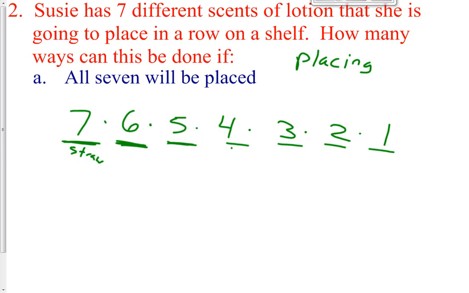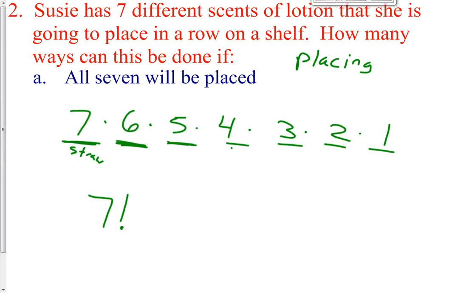You can multiply all these in your calculator. A quicker way of doing that is by doing 7 factorial. Factorial means it's 7 times 6 times 5 times 4 all the way down to 1. 13 factorial means it's 13 times 12 times 11 all the way down to 1. 115 factorial means it's 115 times 114 times 113 times 112 all the way down to 1. That's what factorial means. So you could put that in your calculator.